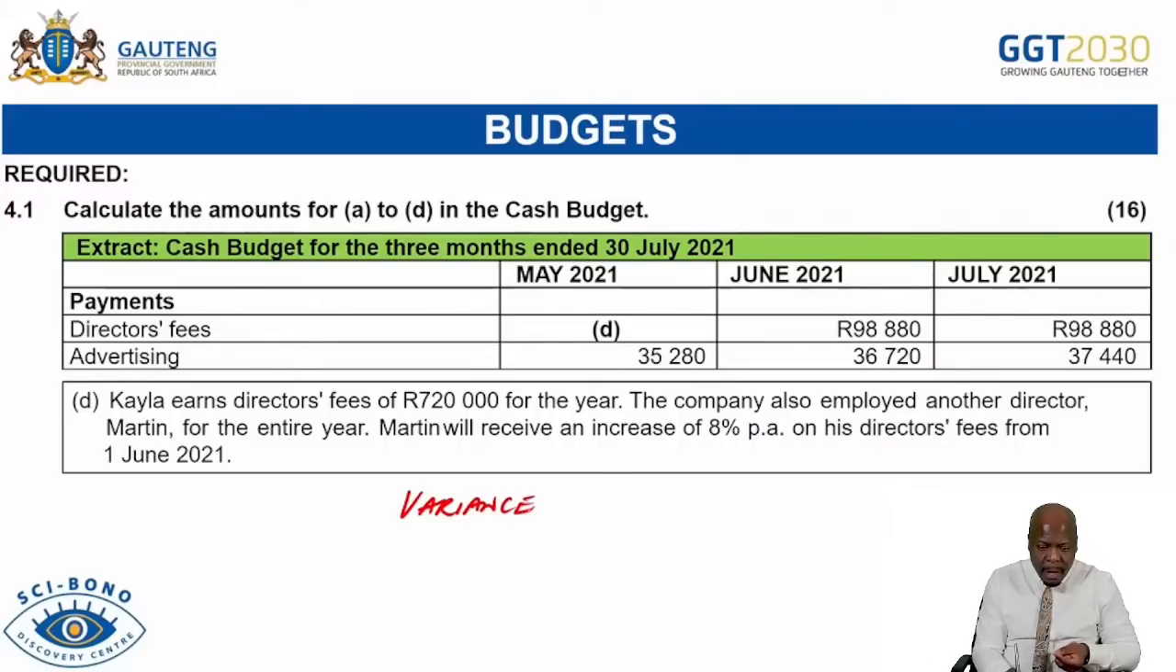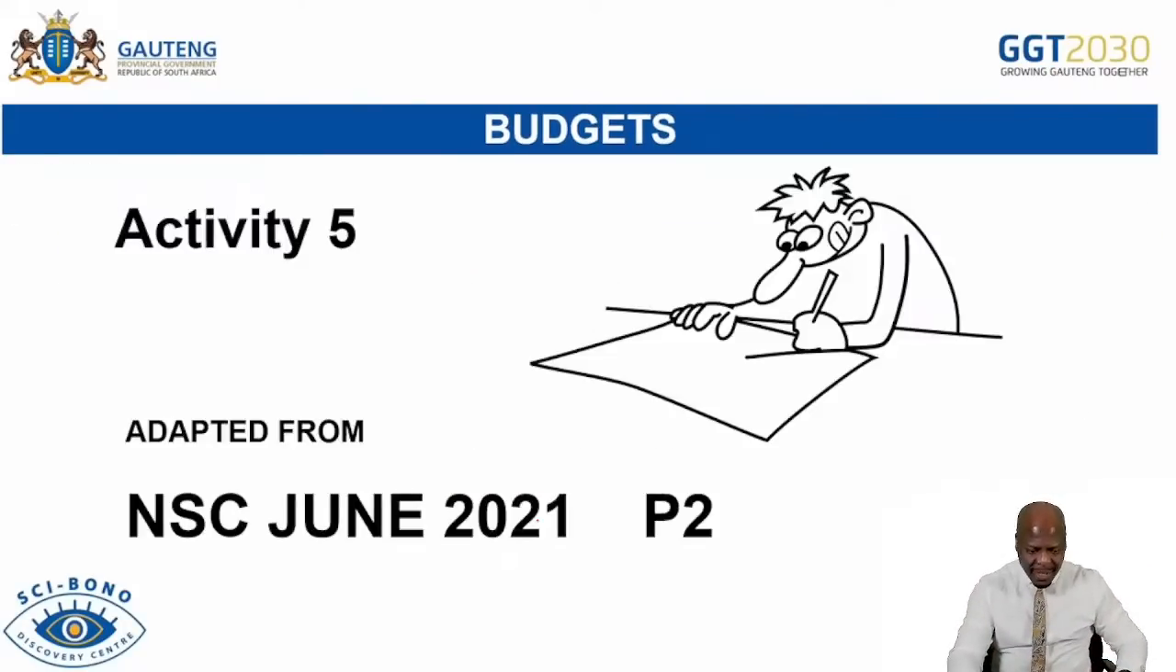Okay, that is, be able to compare your budgeted with your actual. That is very important. You being able to analyze your budget. You need to be able to do that, analyzing your budget. And we're going to do Activity 5 from NSC June 2021.